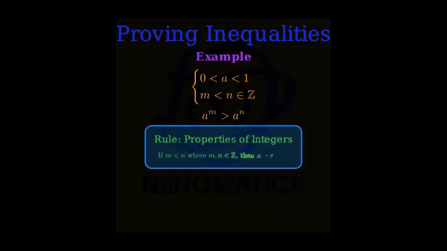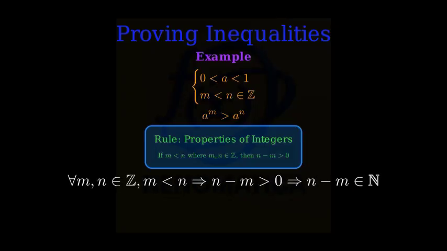First, for all m and n in the set of integers, if m is less than n, then we know that n minus m is greater than 0, which implies that n minus m belongs to the set of natural numbers.